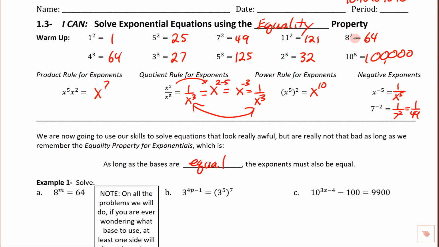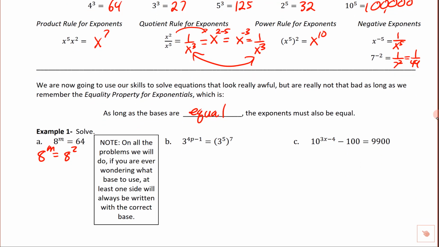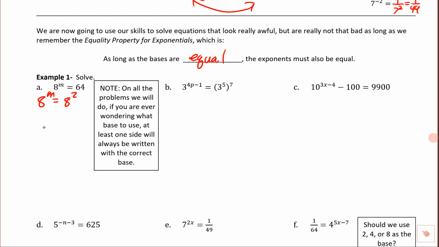8 squared is 64. So 8 to the m equals 8 to the second. If the bases are the same, then the exponents are the same. So on this one, that means m is going to equal 2, and we are finished. Literally, we are done with that problem. There's nothing else to do.